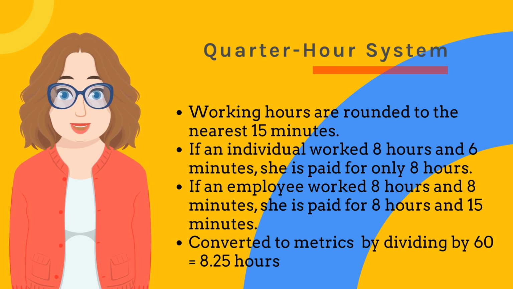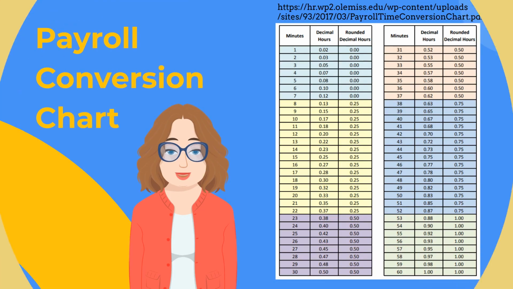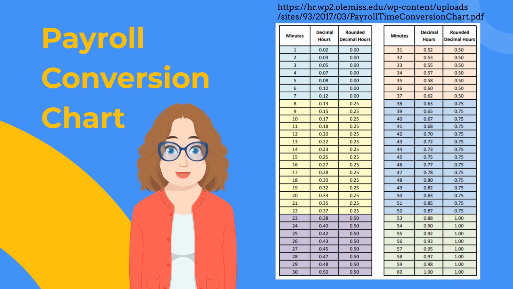The payroll accountant then converts the fractional hours to decimals by dividing by 60. 15 minutes divided by 60 equals 0.25. You could also use a payroll conversion chart such as this one.